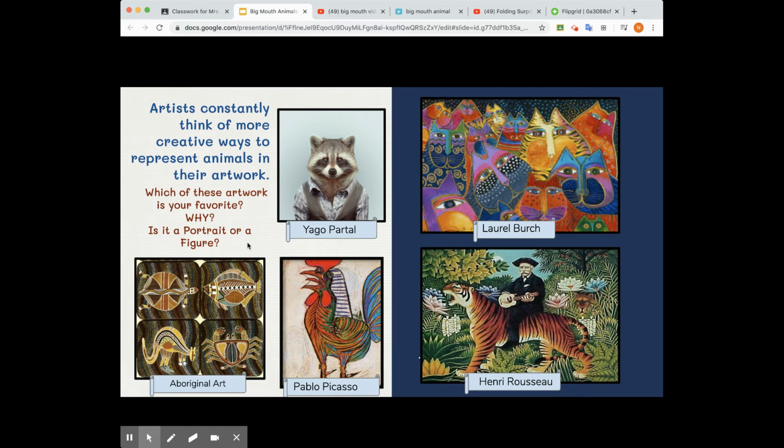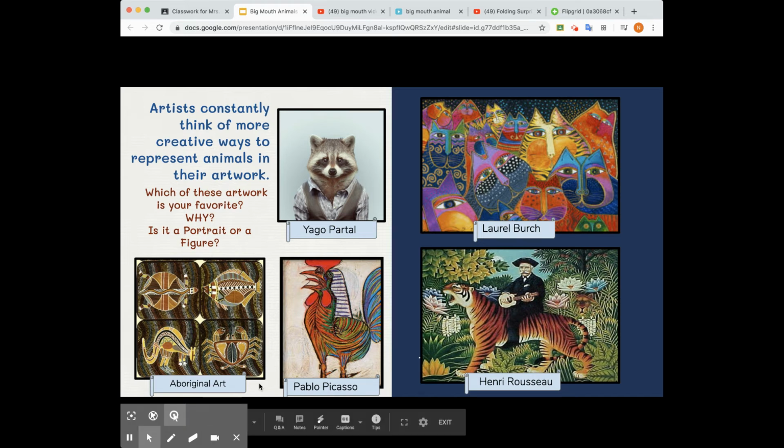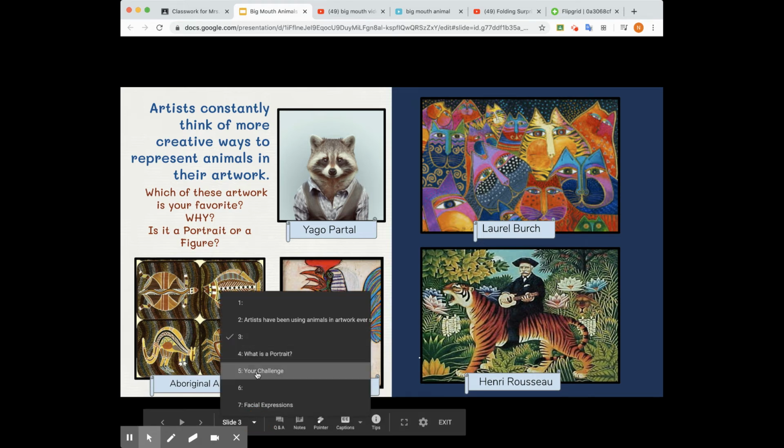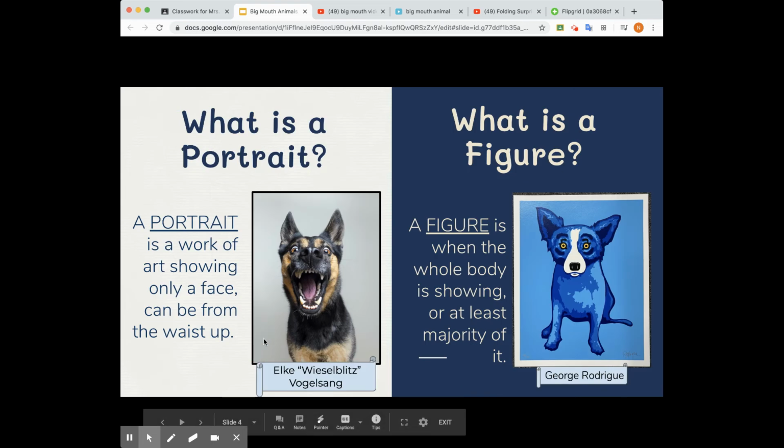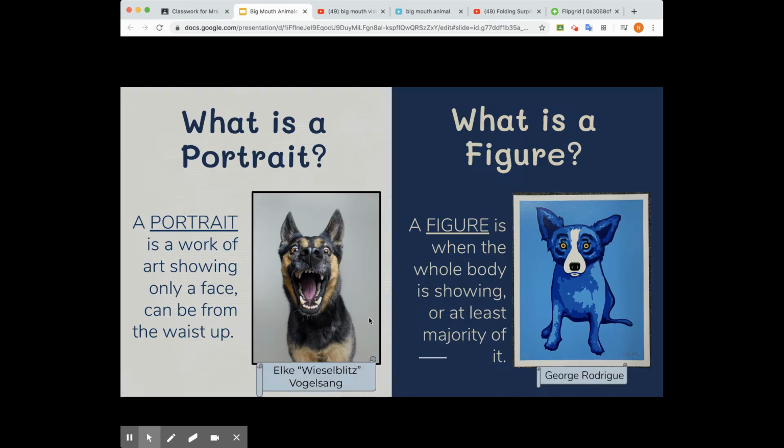Let's learn the difference between a portrait and a figure. A portrait is a work of art showing only a face. That can be from the waist up. A figure is when the whole body is showing, or at least the majority of it.